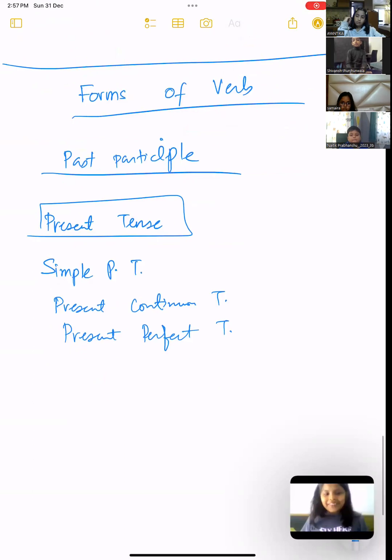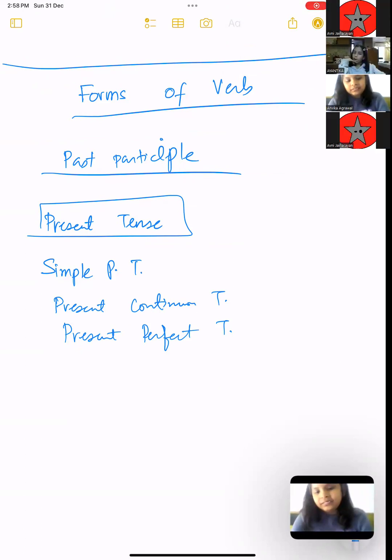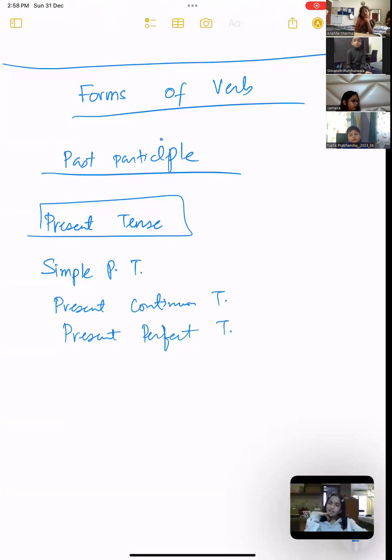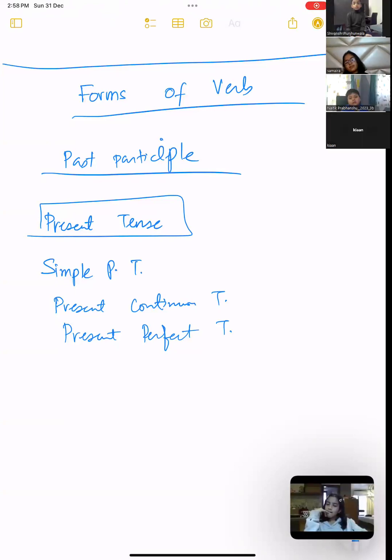Ma'am, I don't know more than that. Shivansh knows the last one. Think. Ayantika, think. Simple present tense, present continuous, present perfect, and then present perfect continuous. Yes, present perfect continuous. Okay. So we all know simple present tense is I walk.